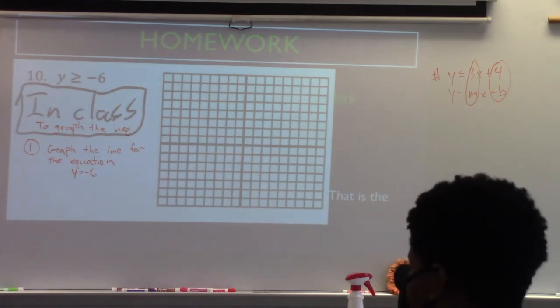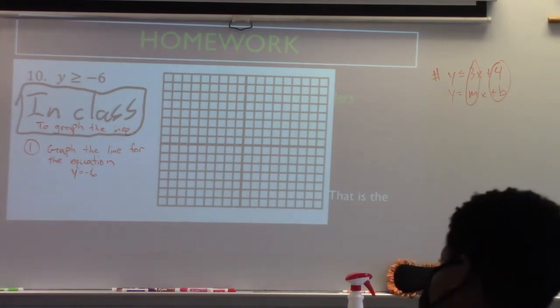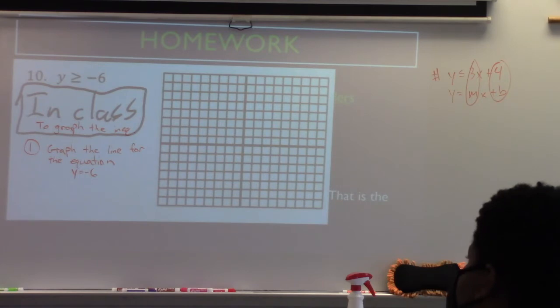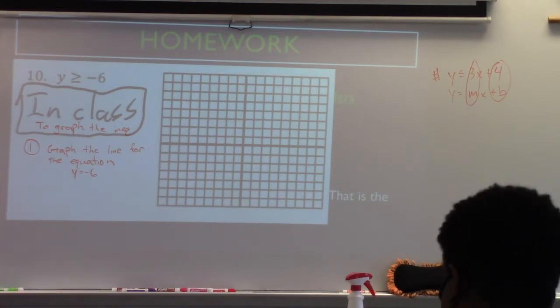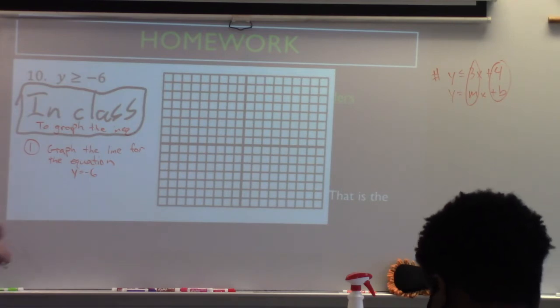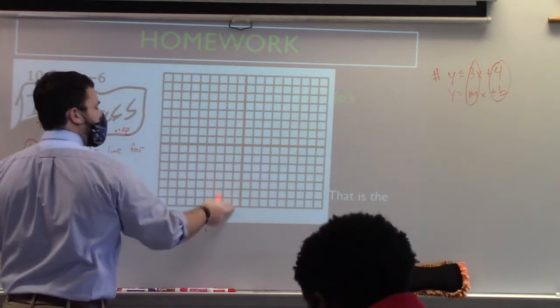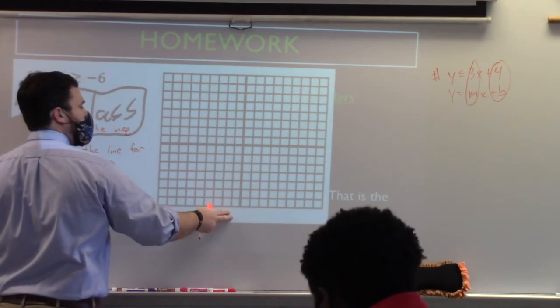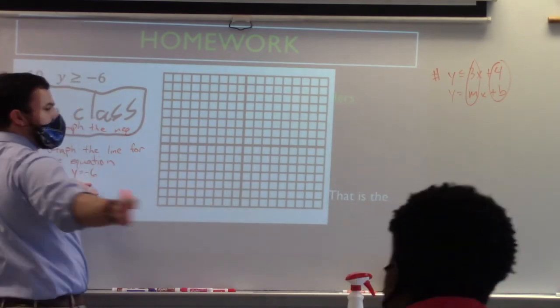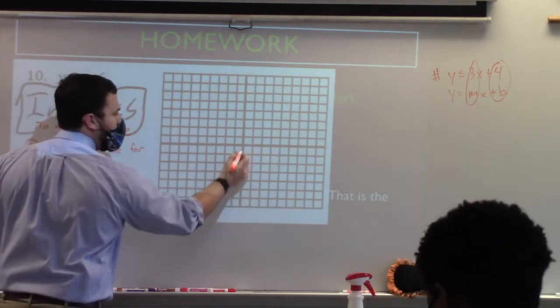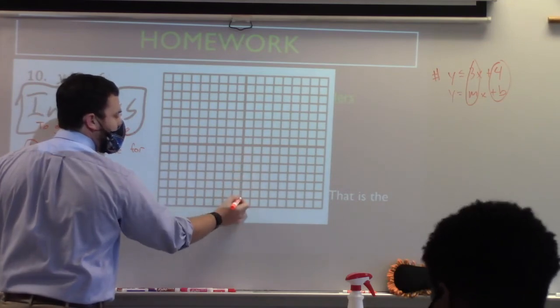Now, you're probably used to y equals mx plus b, so y equals negative 6 is a little different, but if it's y equals negative 6, do I want to look at the x-axis or the y-axis? Why? It's not a trick question, right? It's literally y equals negative 6. Where should I go on the y-axis? Negative 6. 1, 2, 3, 4, 5, 6.